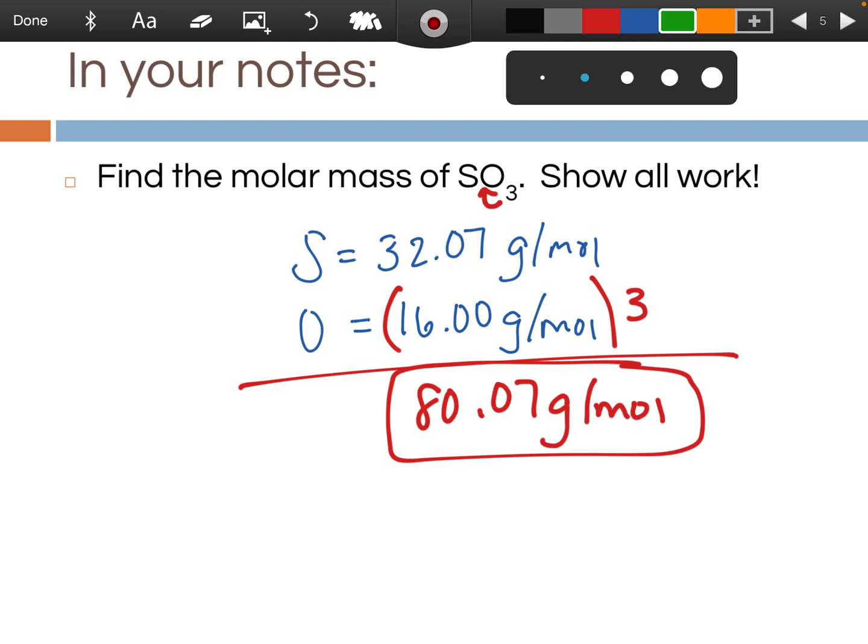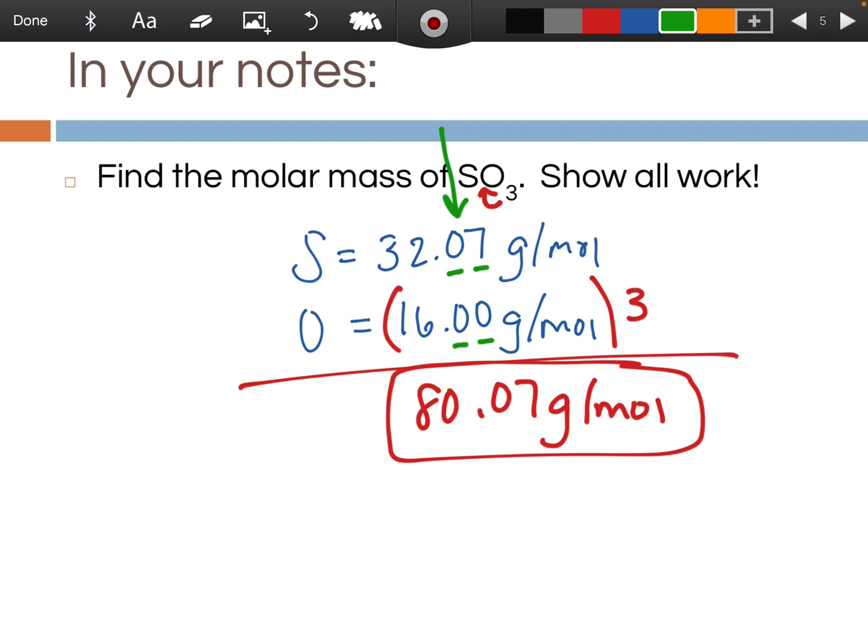When you are adding and subtracting with sig figs, remember it goes by least number of decimal places. So we want to keep all the decimal places that the number gives you from your periodic table to have the most accurate molar mass. So you'd keep those 2 decimal places.